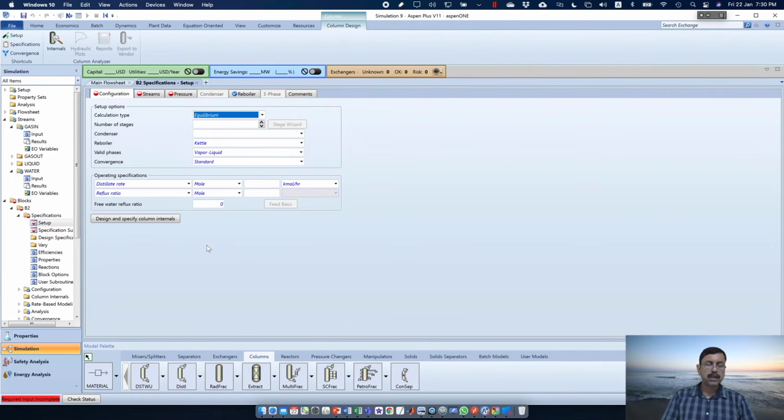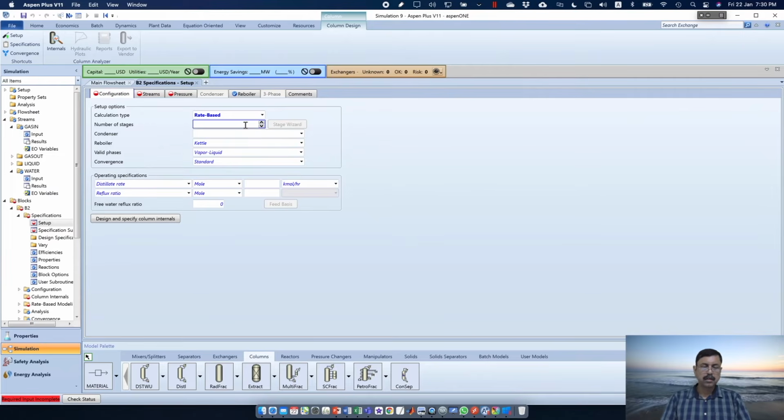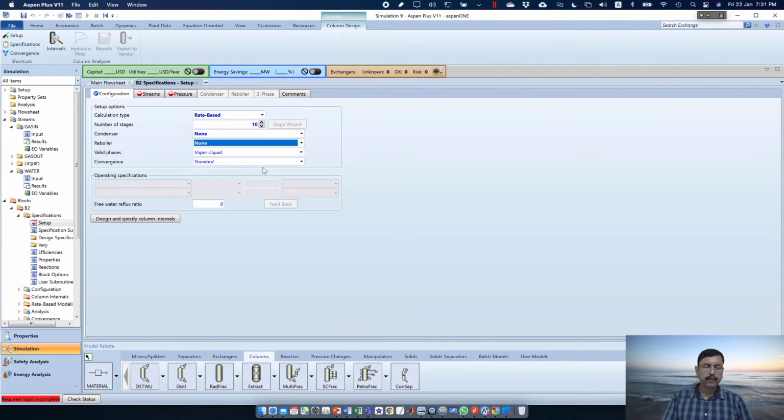Asking for the specification for the RadFrac. Here we will use rate based. Number of stages, 10 stages we have. There is no condenser, so we have to say none. And there is no reboiler, so we have to say none. So as there is no condenser, no reboiler, operating specifications are not required at all. So go to streams.